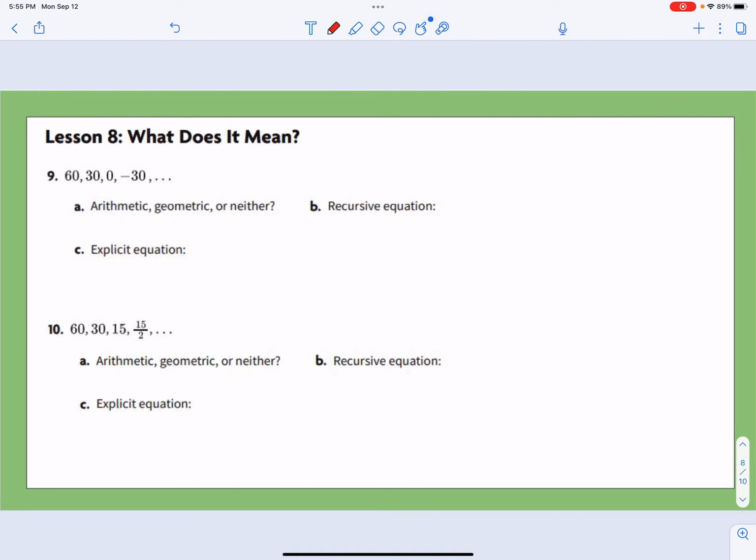All right, the next one. We have 60 to 30, so it looks like we're subtracting 30.